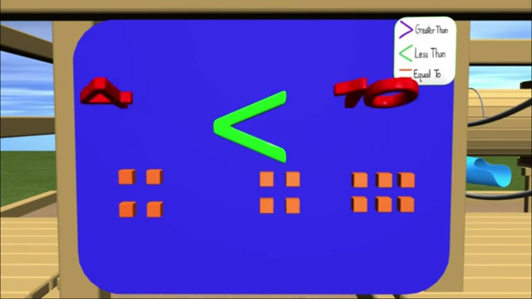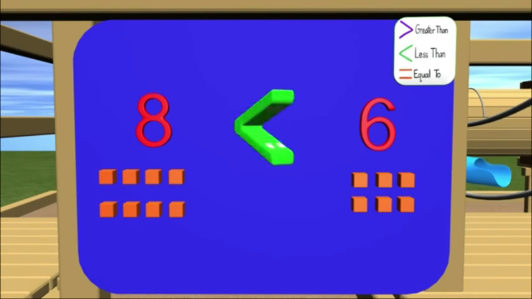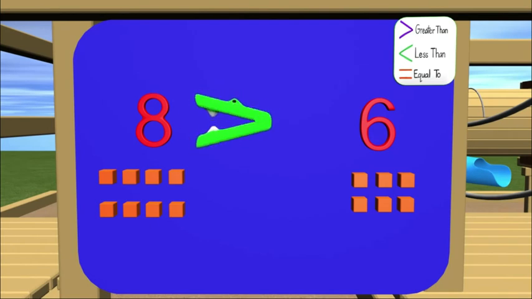Let's look at another problem. Here we have 8 blocks on the left and 6 blocks on the right. The open mouth faces toward the bigger number. So which is bigger? The 8 is bigger, so the mouth opens toward the 8. Now to read this sentence, we start from the left and say 8 is greater than 6. Great job, guys! All right, now we can move into some bigger numbers.